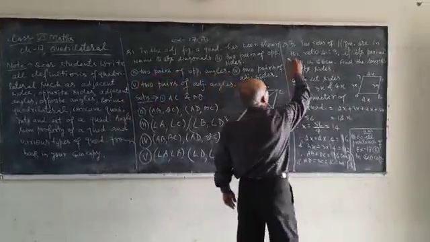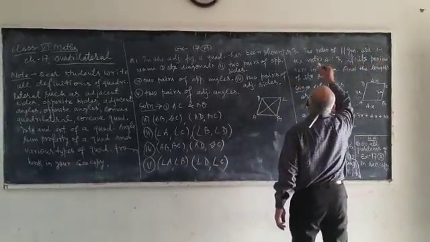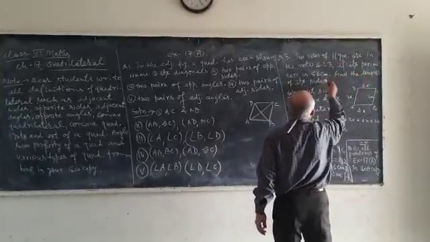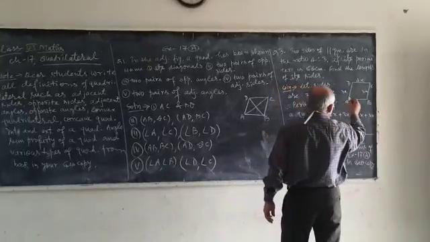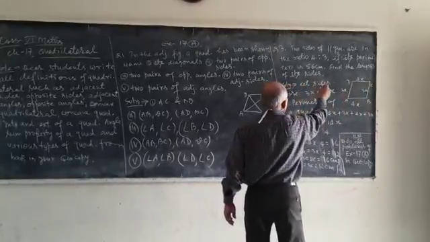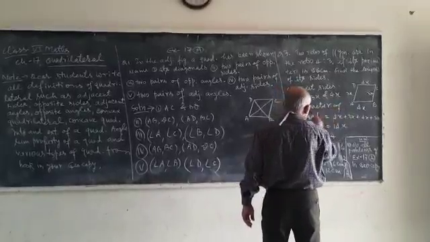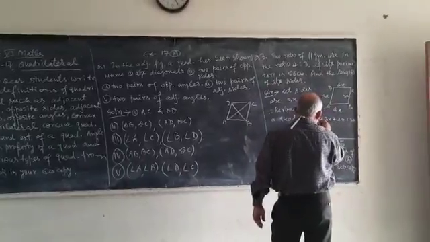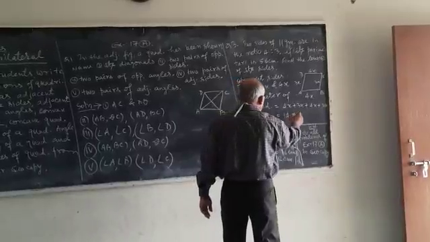Now you come on question number 3. Two sides of a parallelogram are in the ratio 4 to 3. If its perimeter is 56 centimeter, find the length of its sides. Therefore, in quadrilateral ABCD, the sides are 3x and 4x. Perimeter of a quadrilateral is equal to the sum of all sides. Therefore, we can write 4x plus 3x plus 4x plus 3x, which will be equal to 14x.